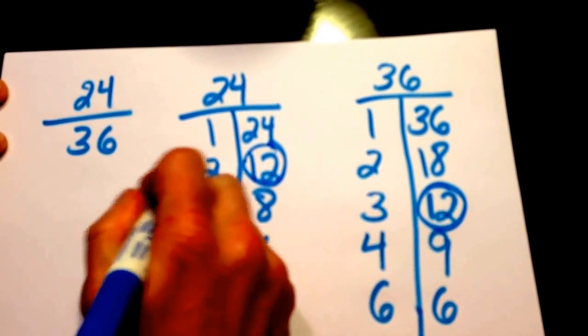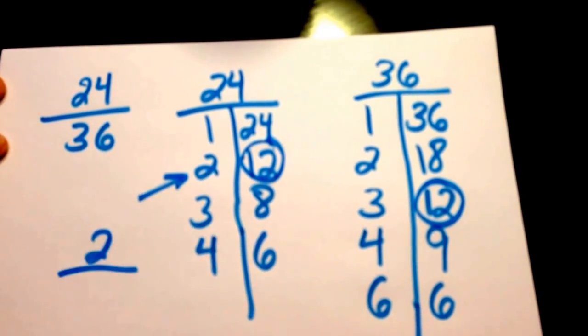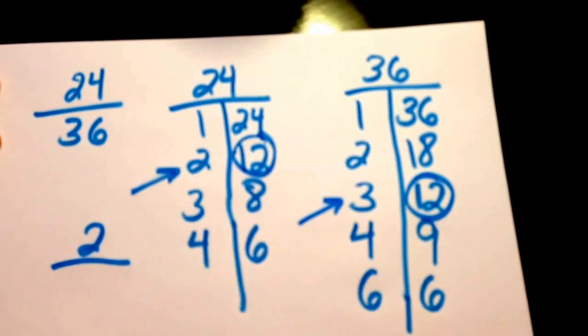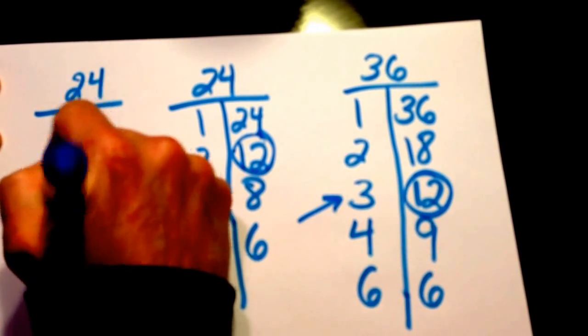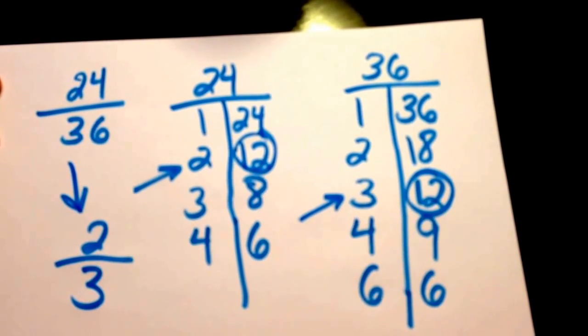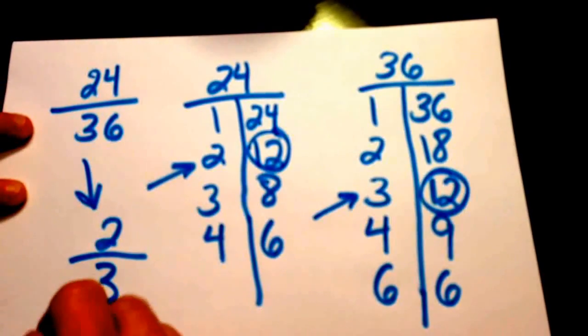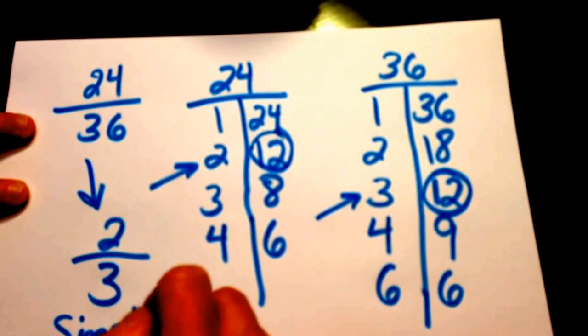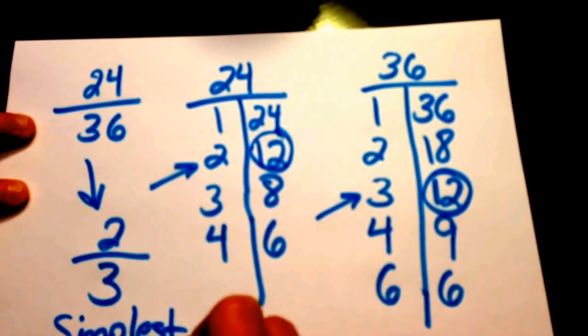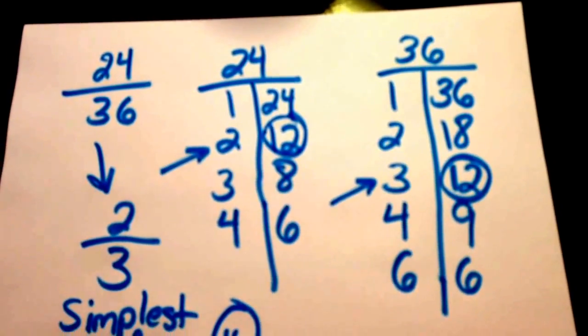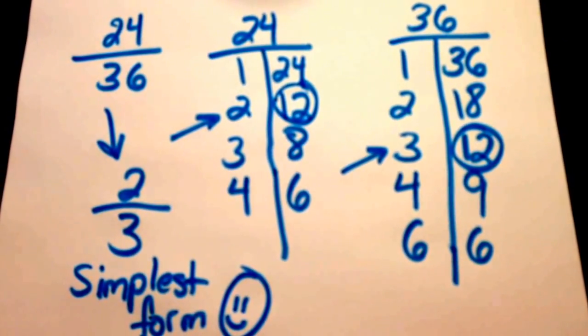So in simplest form, I'm going to take my 2. That's my numerator. I'm going to take my 3 as my denominator. So in simplest form, 24/36 is the same thing as 2/3 in simplest form. That should make putting numbers in simplest form a little bit easier.